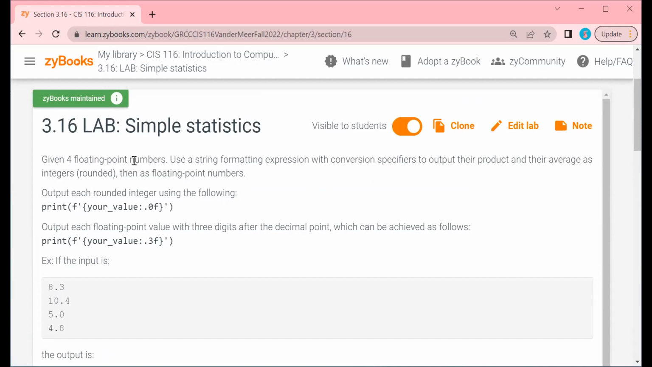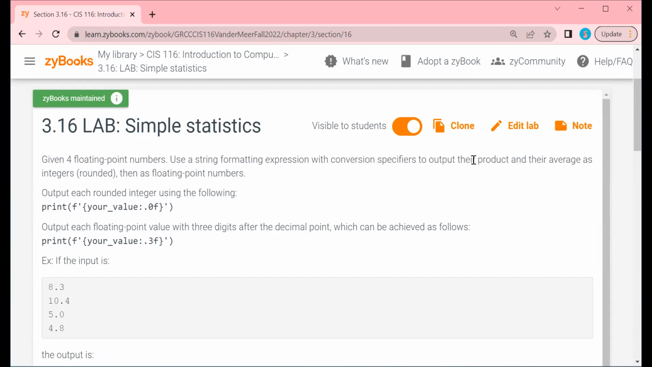So given 4 floating point numbers, so we have 4 floats we're entering. Use a string formatting expression. So that's words and numbers together to output the product, their average as integers, and then as a floating point.